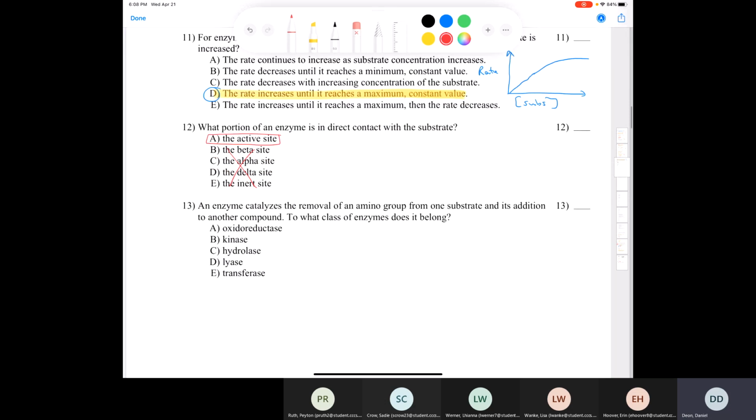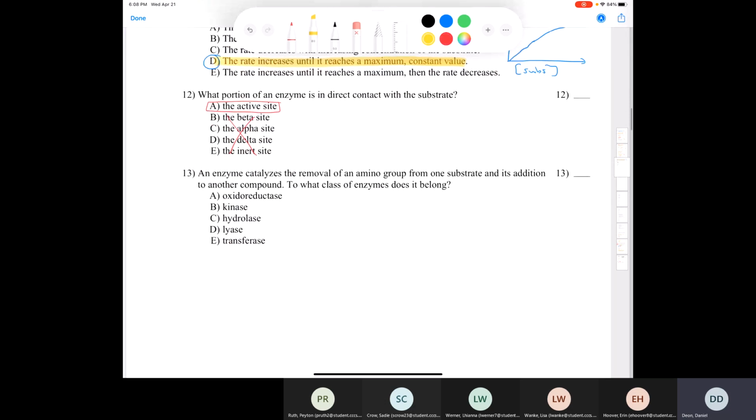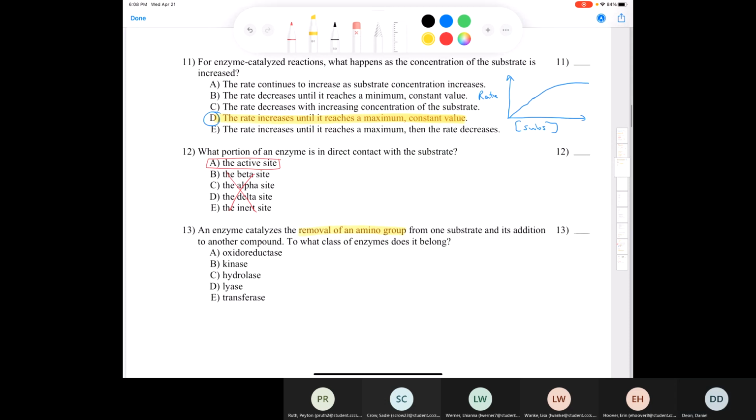Question 13, an enzyme catalyzes the removal of an amino group from one substrate and its addition to another compound. To what class of enzymes does it belong? An oxidative reductase, kinase, hydrolase, lyase, or a transferase? Can anybody answer this one for me? What would be the best answer here? For 13, what would be the best answer? Yeah, thanks, Sadie. Absolutely. It would be a transferase, right?